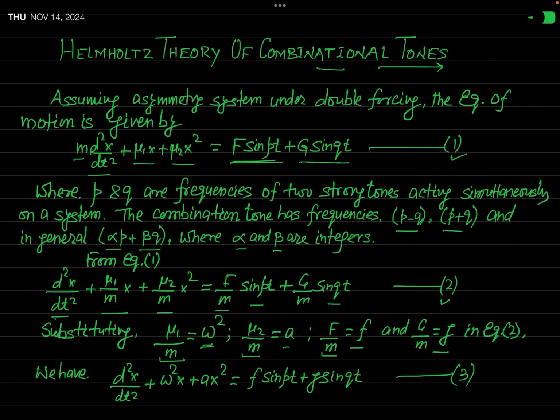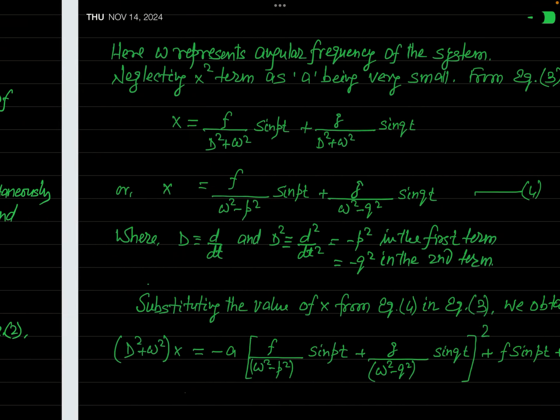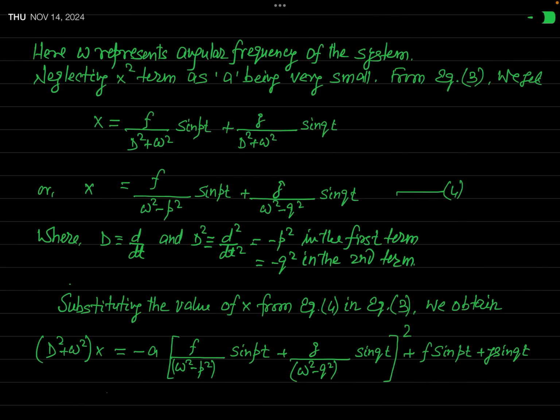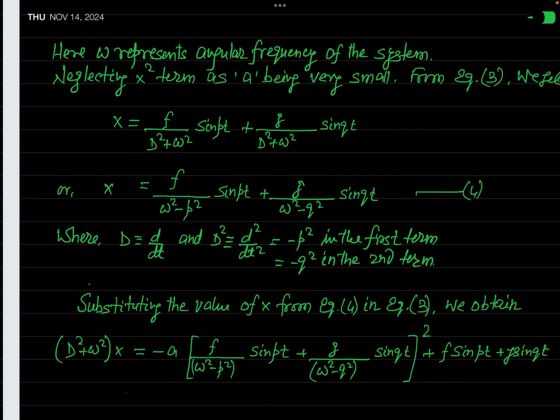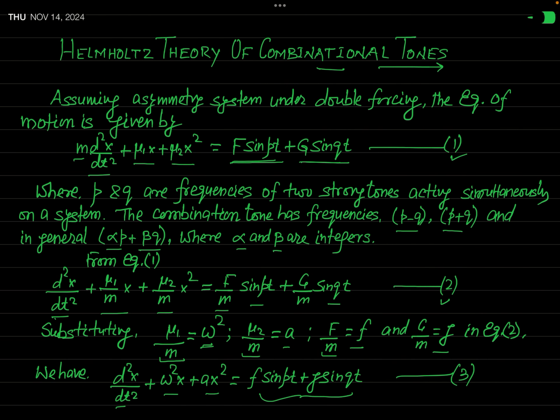Now we will make these substitutions in equation 2. So equation 2 you can write in this way: d2x by dt square plus omega square x plus a x square equal to this much. Now from this equation we will obtain the value of x. Our aim is to obtain the value of x. Now how can we obtain the value of x?